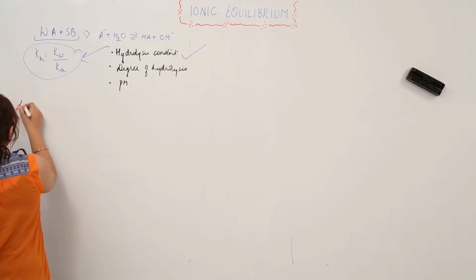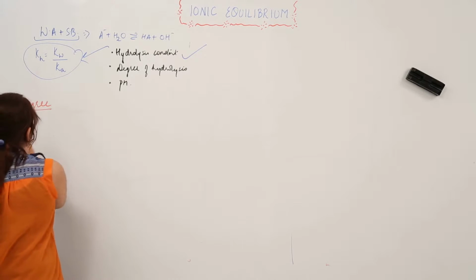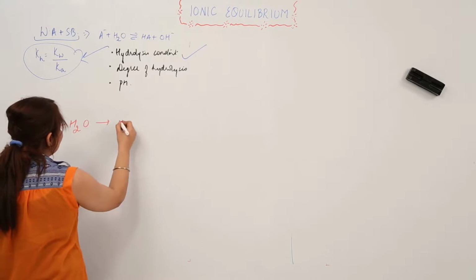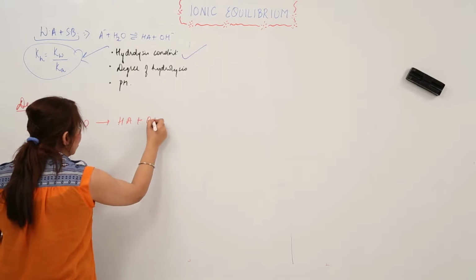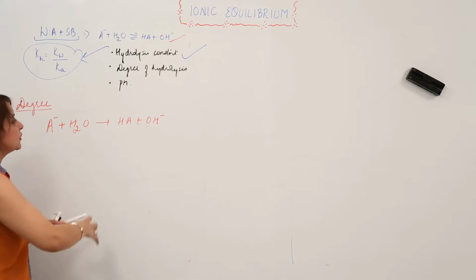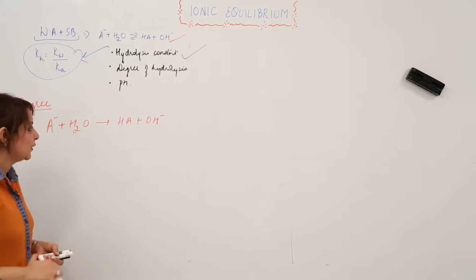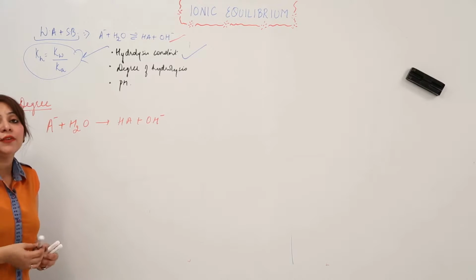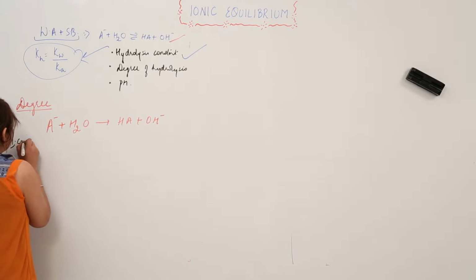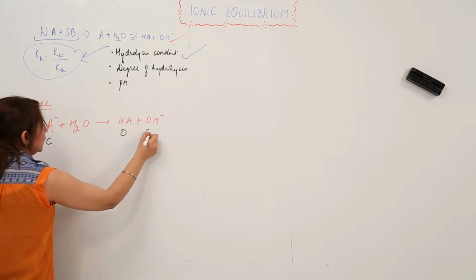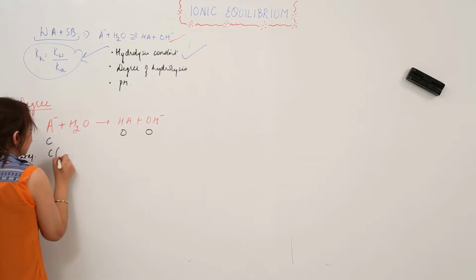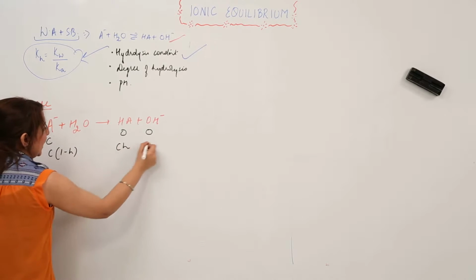To show the degree of hydrolysis, I again have to write the equation of anionic hydrolysis, that is A⁻ + H2O ⇌ HA + OH⁻, which I wrote earlier also. Now to check the degree of hydrolysis, we have to consider certain concentrations. Suppose the initial concentration of A⁻ is C and of the products 0, and at ionic equilibrium it is C(1 − h).